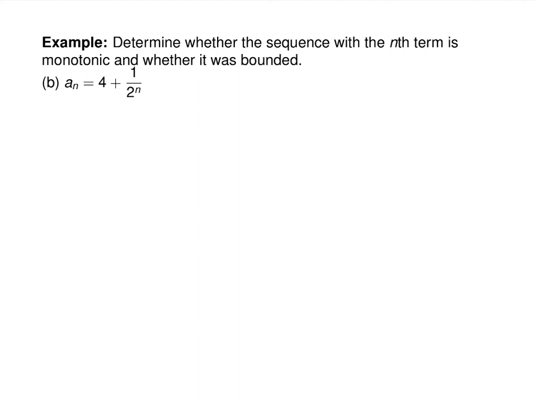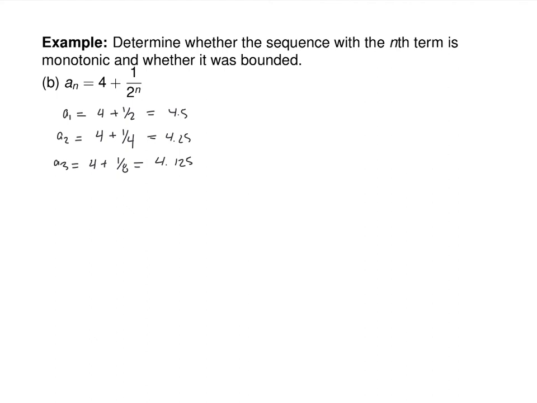All right, determine whether the sequence with the nth term is monotonic and whether it is bounded. So let's just find the first few terms here. a1 will be 4 plus a half, so 4 and a half. a2 will be 4 plus a quarter, so 4.25. a3 will be 4 plus an eighth, so 4.125. I think from here it's pretty obvious that this is actually a decreasing function.